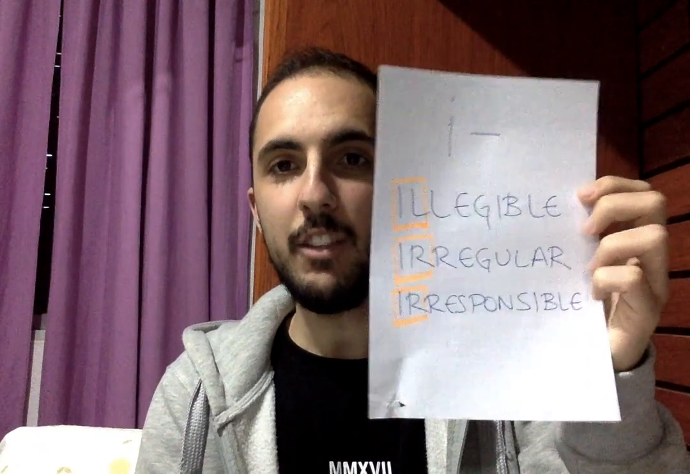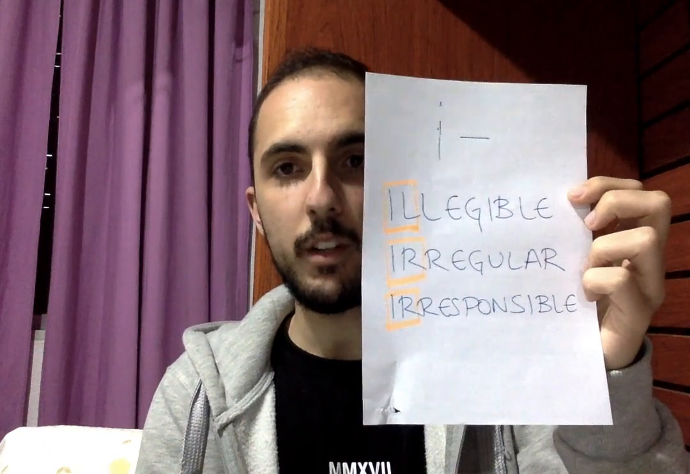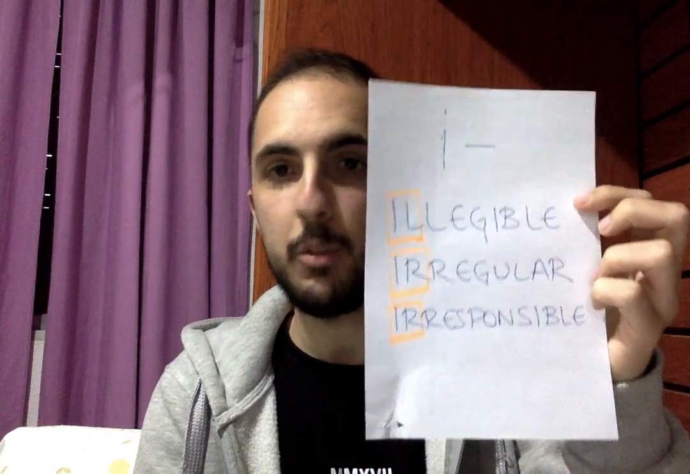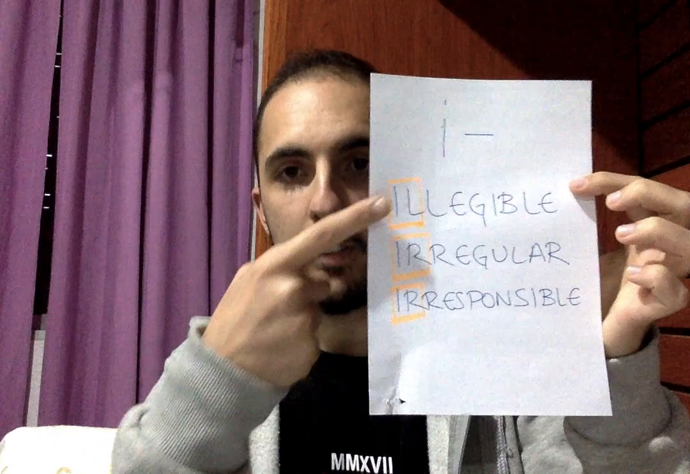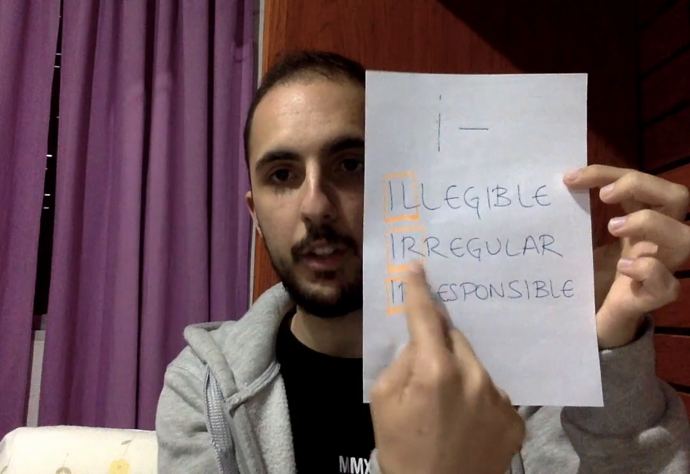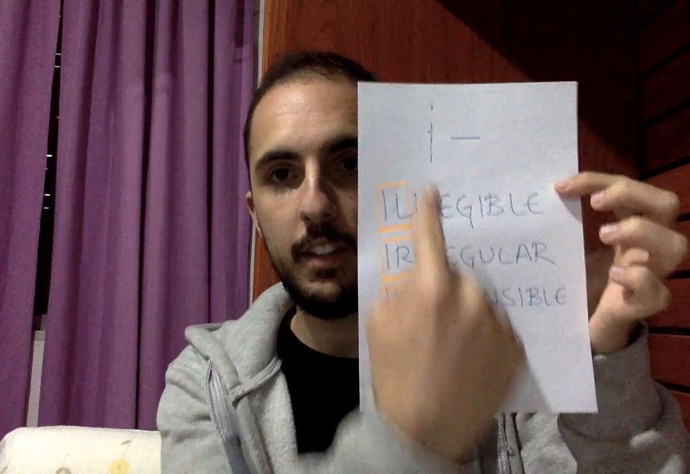But we also have ir. We can have legible, illegible, regular, irregular, like irregular verbs, right? Or for example, responsible, irresponsible. Have you noticed that we double the consonant, the first consonant, in the cases of il and ir?